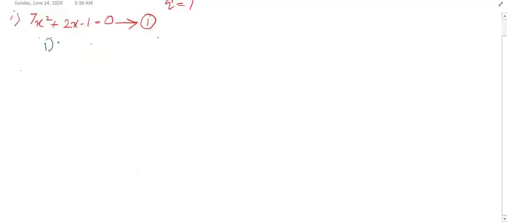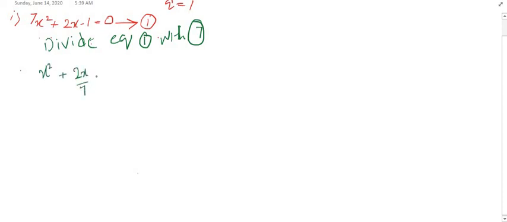Okay. Divide equation 1 with 7 to make the coefficient of x square 1. This becomes x square plus 2x by 7 minus 1 by 7 equals to 0. Now shift the constant term to the right. This becomes x square plus 2x by 7 equals to 1 by 7.